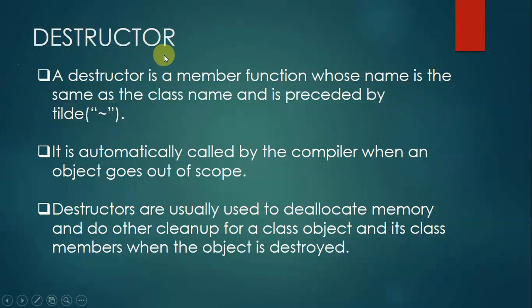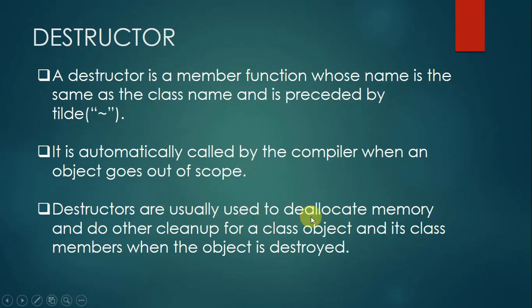Now let us talk about destructor. A destructor is a member function whose name is the same as that of the class name, and it is preceded by the tilde sign. The tilde sign is there on the keyboard of our computer, so you can always press this symbol. Again, it is automatically called by the compiler when the object goes out of scope. When the object dies, the destructor function is called.